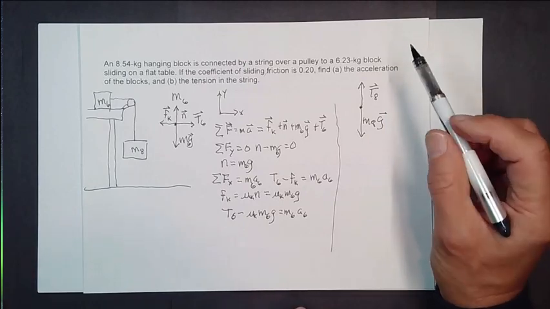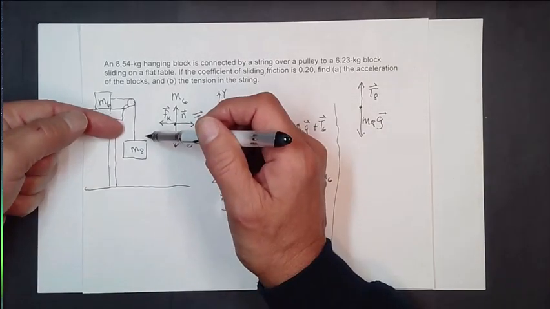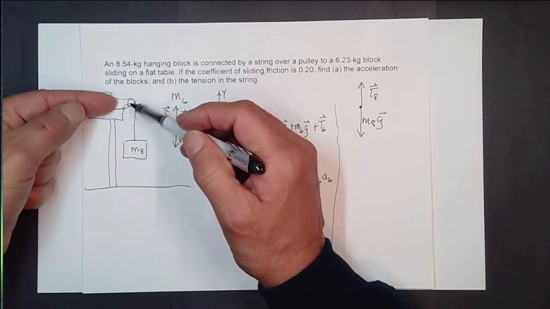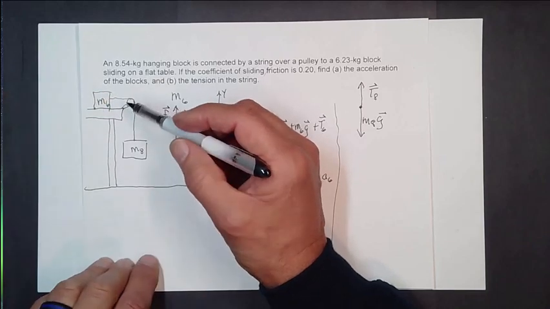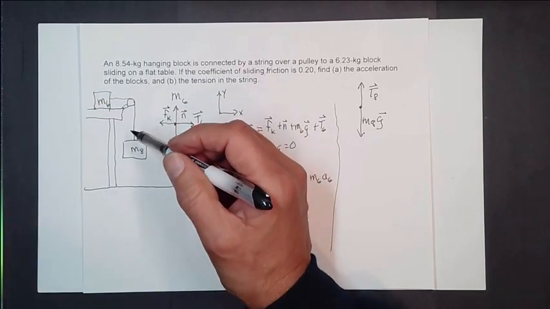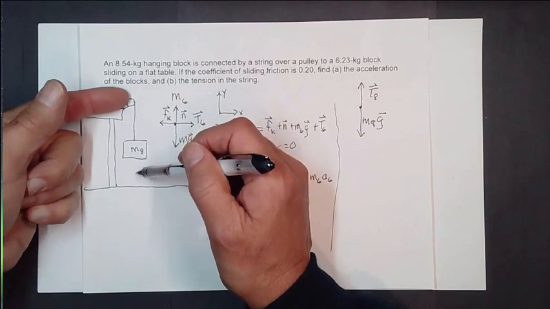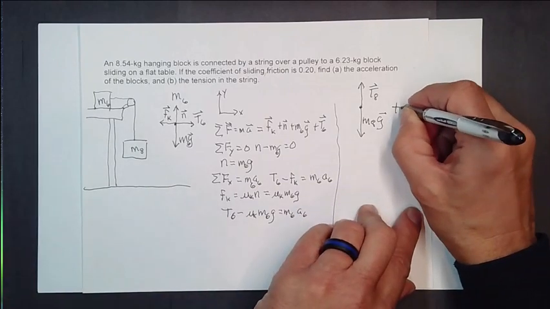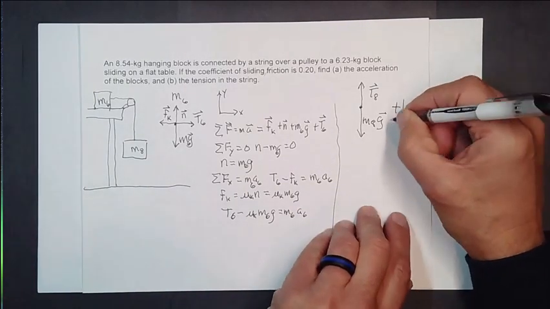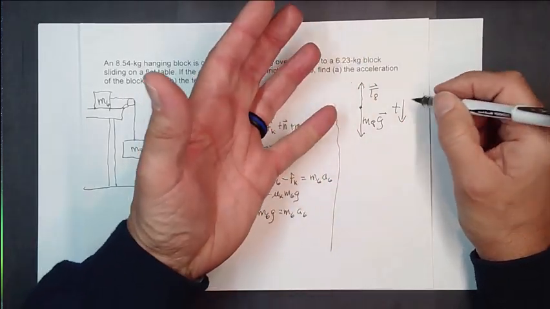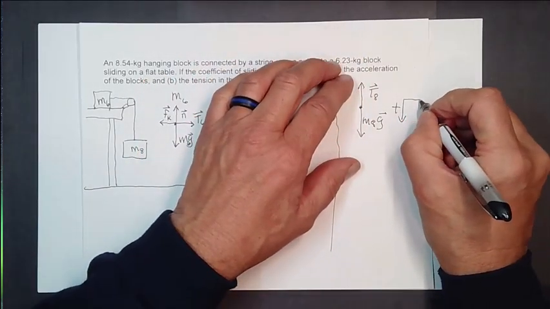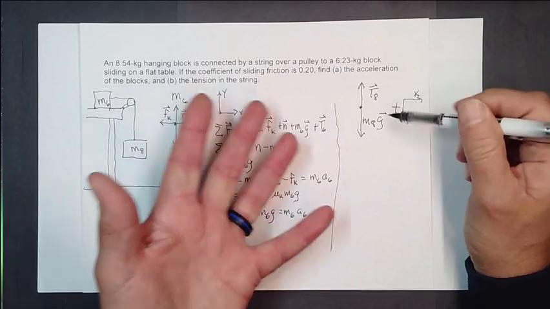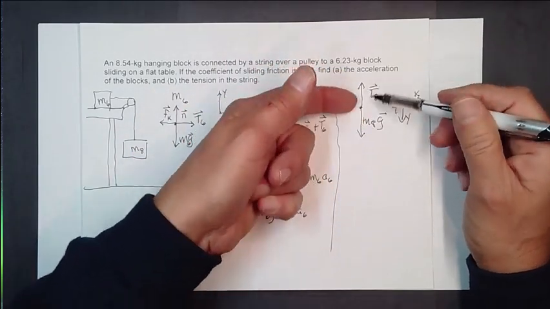Now, if mass 8 accelerates downward, mass 6 will be moving to the right, and I want to pick a coordinate system so their accelerations will both have the same sign. So I'm going to let positive be downward for this particular mass. Okay, I can use a different coordinate system. In fact, I can have x pointing to the right and y pointing down. I don't even need to use x's and y's here because it's one-dimensional motion.